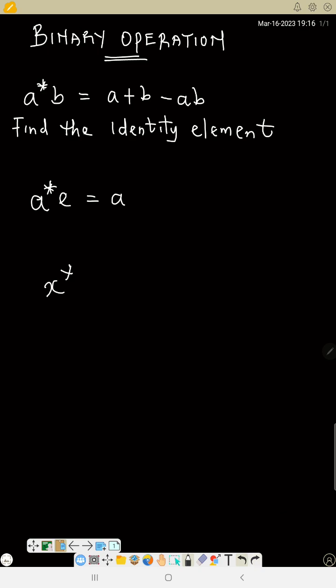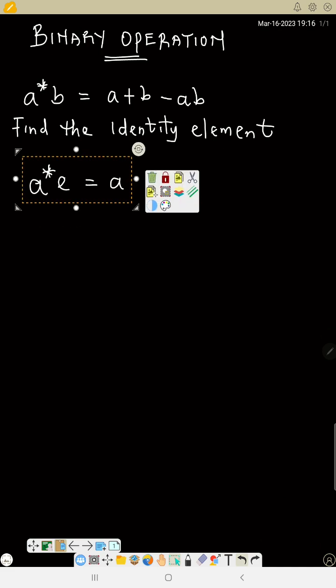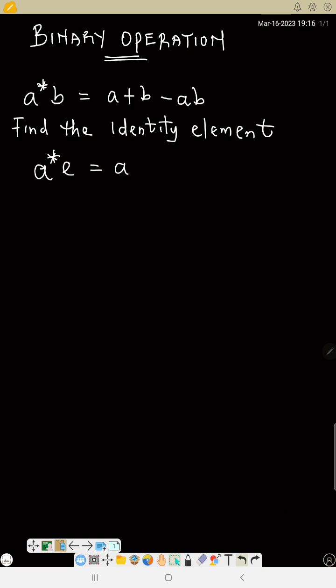If it is X * Y you have in your question, to find the identity element, then X * E will be equal to X, as in this one. So that is the definition of identity element. Based on this question now, the identity element is A * E = A.